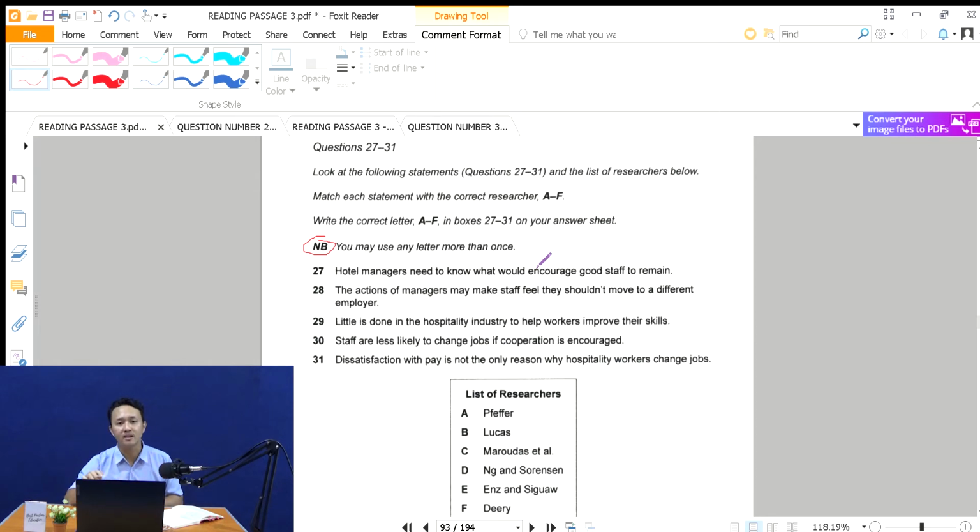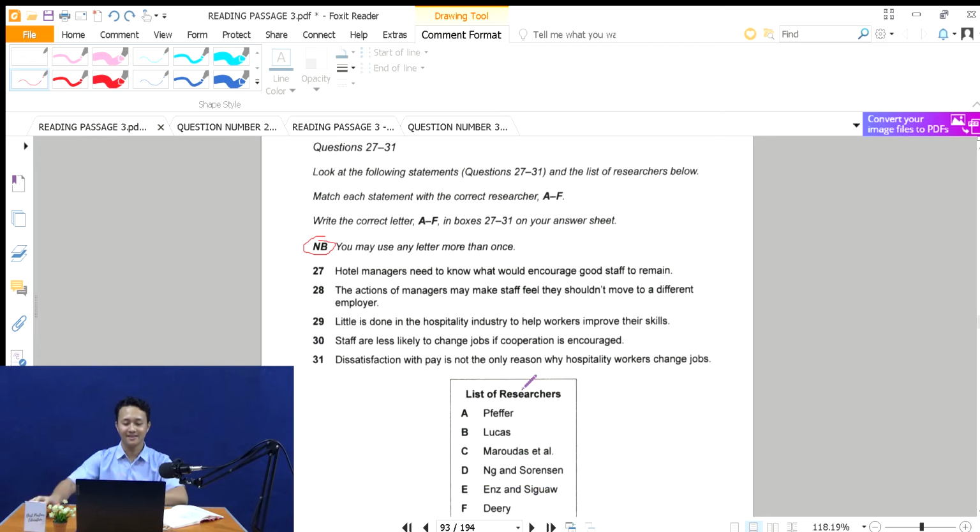Another reason why you should read the instruction is that it will help you understand what kind of feature you have to match. In here it says look at the following statements, questions 27 to 31, and then the list of researchers. So you have to match the researchers with their theories or their statements in the text. Always read the instruction. Step number 2, read the listed options in the box in here.